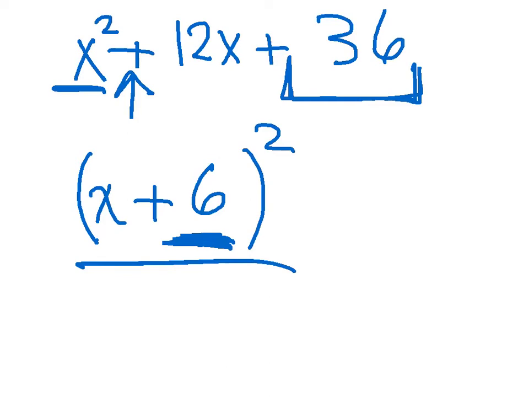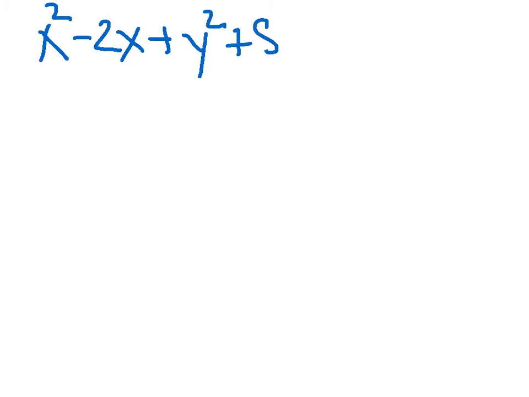Now this is useful when you're working with equations of circles when the formulas are not given in the standard form. So let's see how we can use completing the square to show that we have the equation of a circle. What if we have the equation x squared minus 2x plus y squared plus 8y plus 1 equals 0.